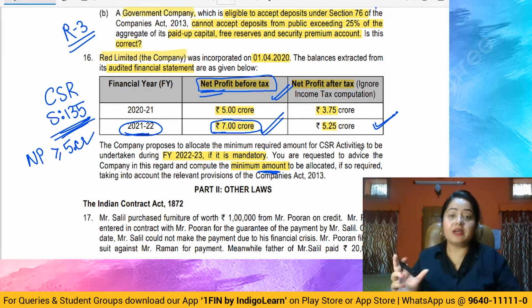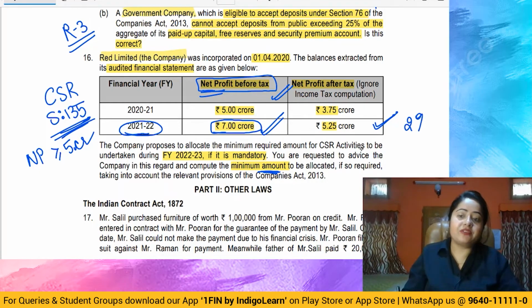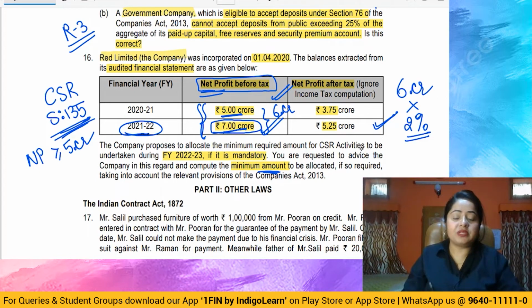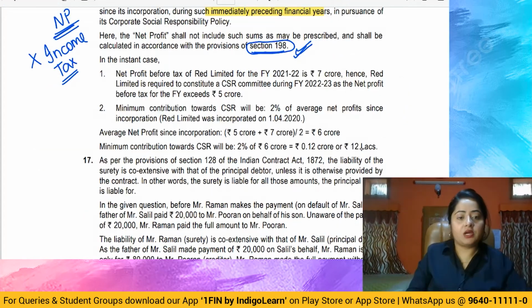Now CSR, the amount that has to be spent by the company, is 2% of the average net profits of the preceding 3 financial years. Here 3 years are not available, only 2 years are available. So we'll calculate the average of these two, 5 and 7. The average is going to come to 6 crore rupees. So we'll have to take 2% of 6 crore rupees. That is going to be the amount that the company has to spend on CSR. Accordingly, the minimum contribution to CSR has to be 12 lakh rupees by this company.